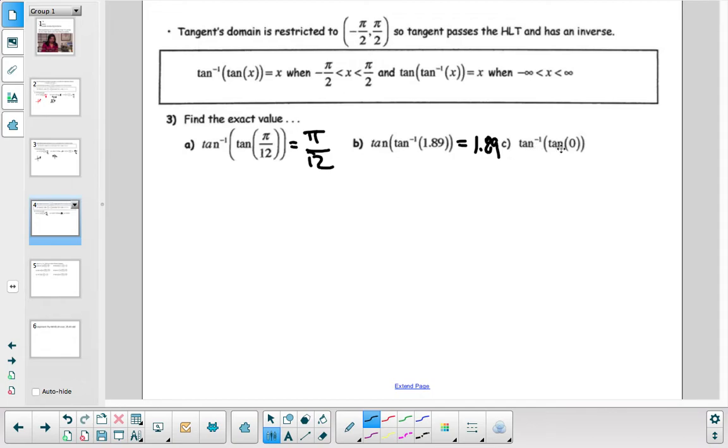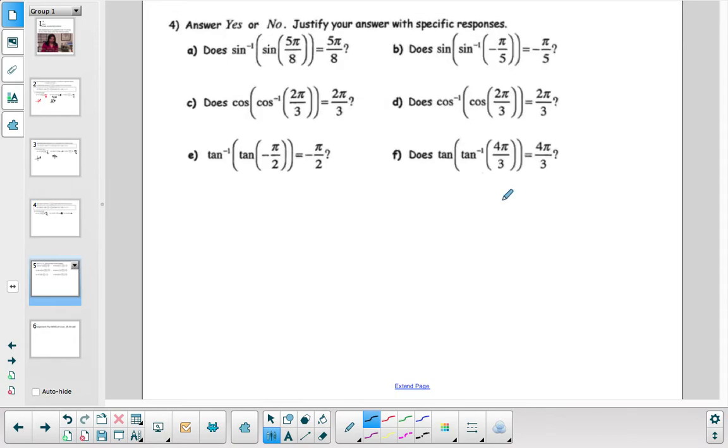Inverse tan of 0. Well, tan of 0 is 0. Inverse tan of 0 is 0. Okay. So all of these, nothing too tricky about it. You're just plugging it in and then reversing the process. As long as there's nothing that's outside of the restricted domain, outside of the range, then you should be fine.